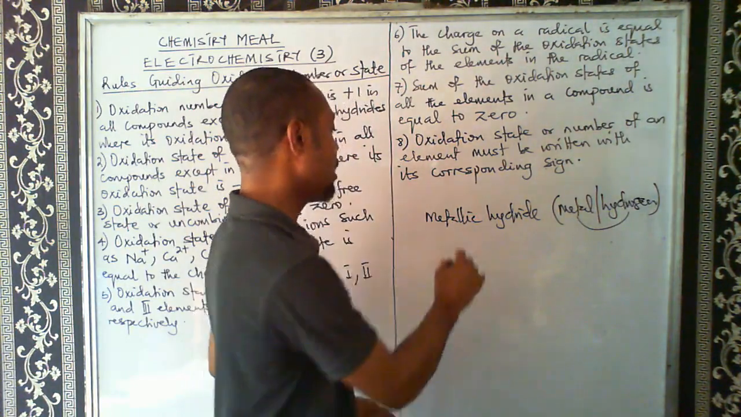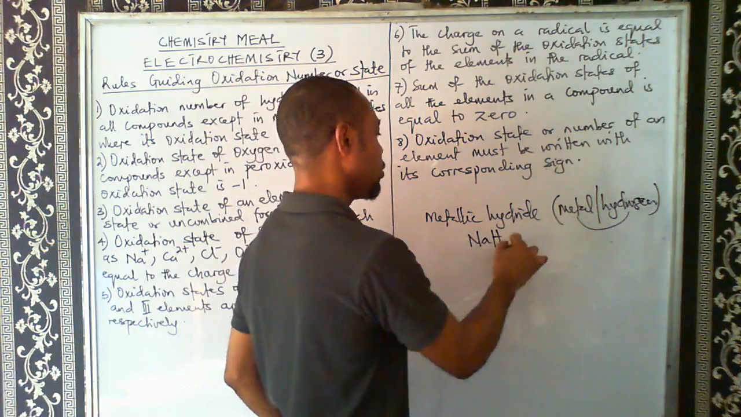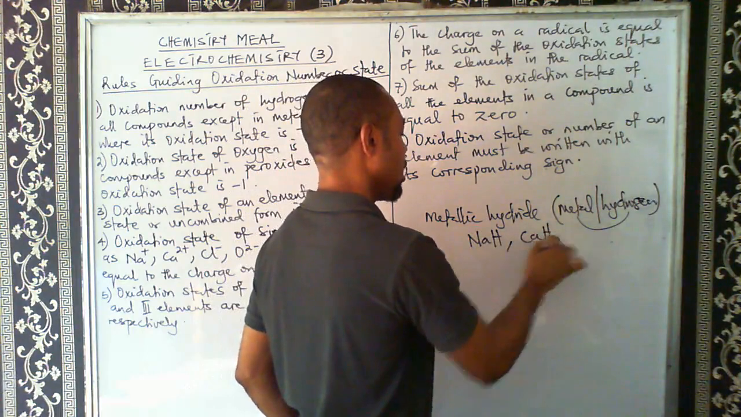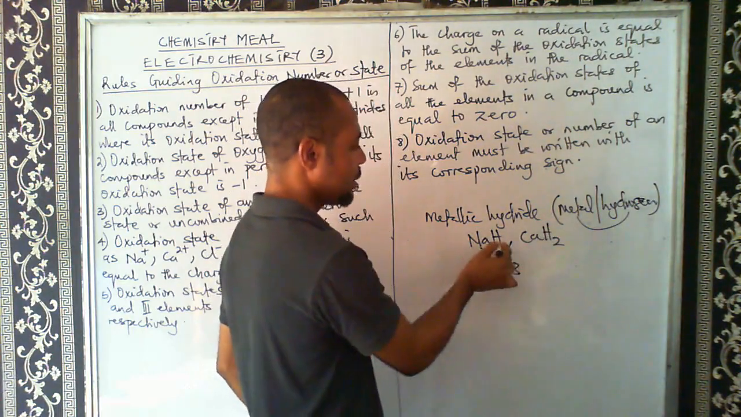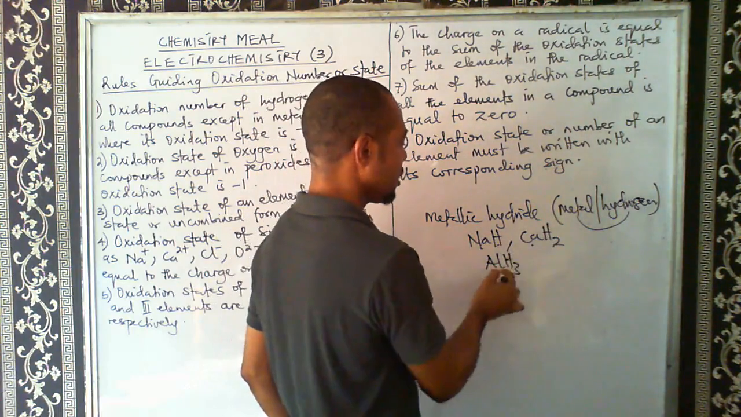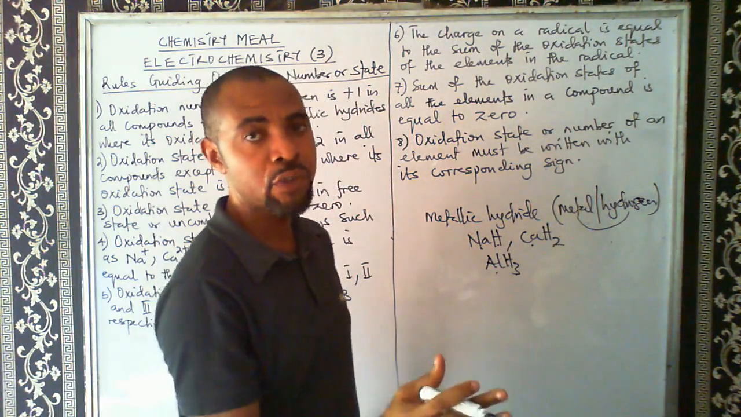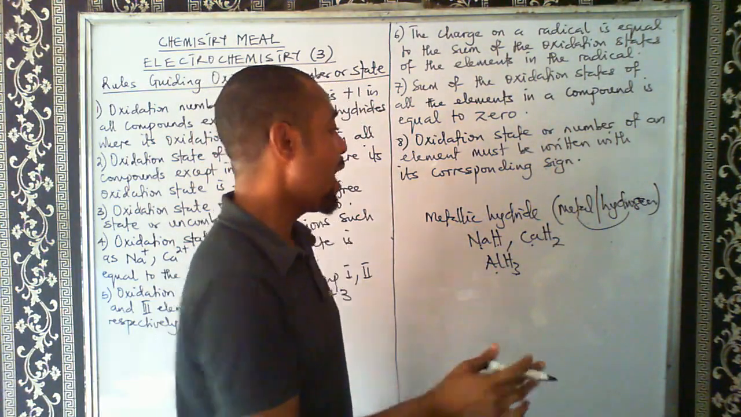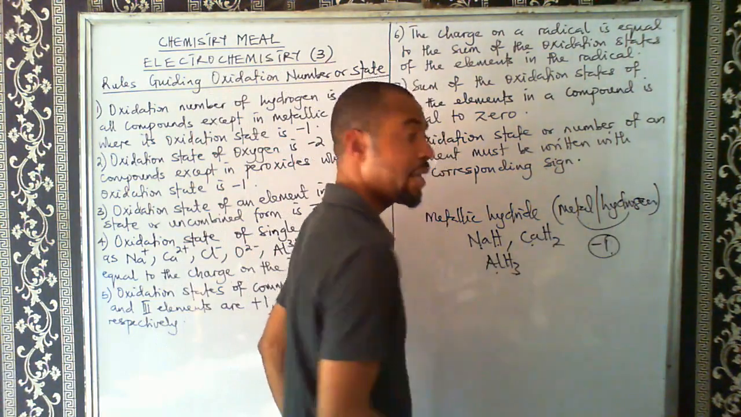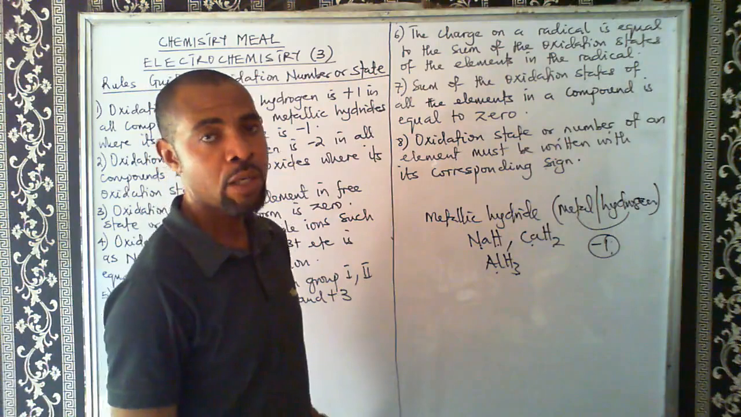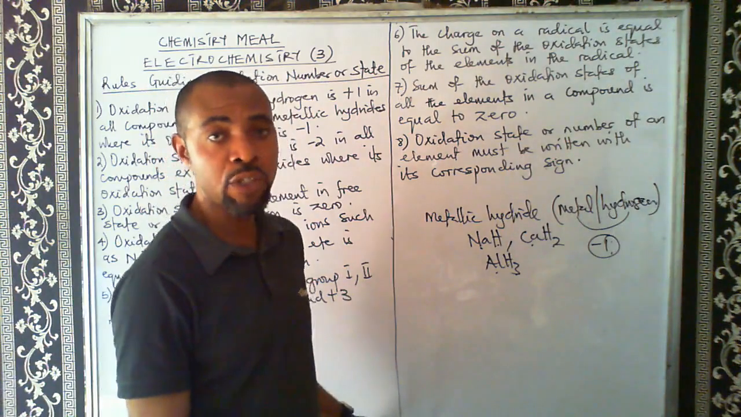For example, I have sodium hydride, I have calcium hydride, I have aluminium hydride. You see, this is a metal, this is hydrogen; this is a metal, this is hydrogen; this is a metal, this is hydrogen. So once we have a metal and hydrogen, the compound is a metallic hydride. And in all these compounds, the oxidation state of hydrogen will be -1.